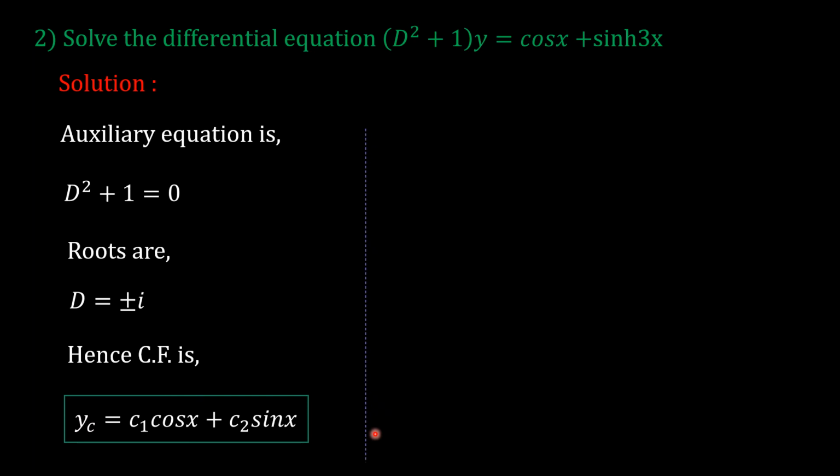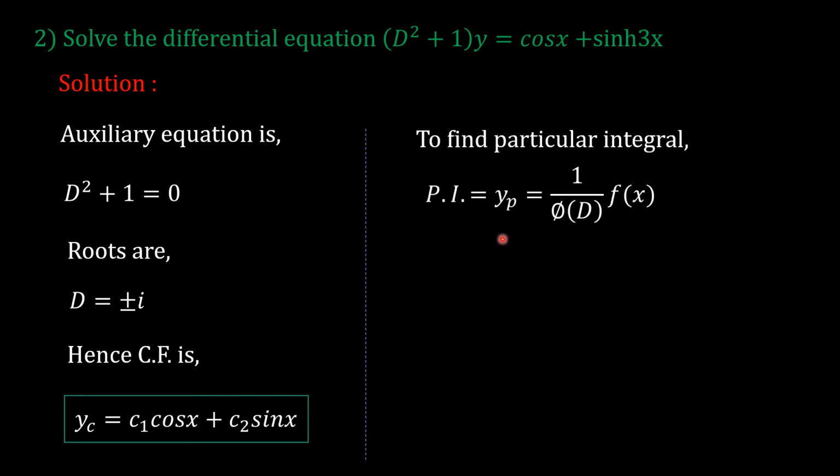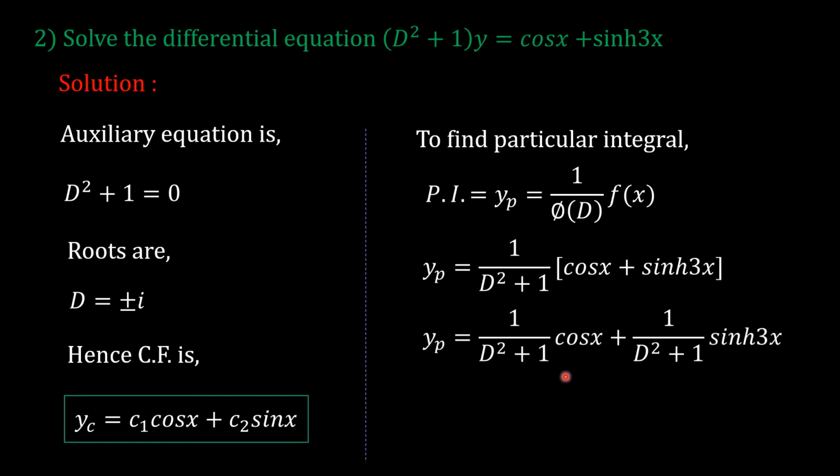Now we will try to obtain the particular integral. The general formula is yp equals 1 upon phi of D of f of x. Here phi of D is D square plus 1 and f of x is cos x plus sinh of 3x. As there are two functions, we will operate these operators separately on each of these two. Therefore, it becomes like this.